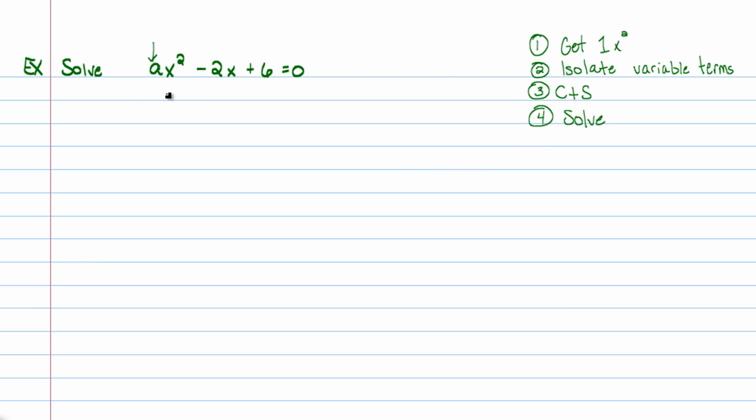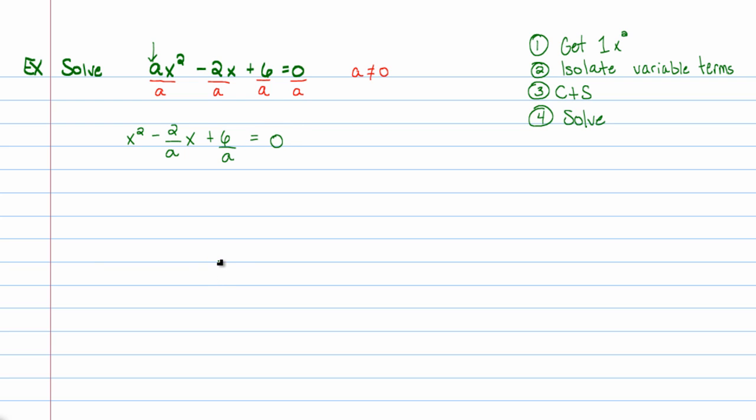The first thing we need to do is get a 1 in front of that x squared instead of an a. The best way to do that is to divide each side by a. And when I say divide each side, it really means divide each term by a. Of course, there is something to be said here. We're assuming that a is non-zero, which I think is a pretty safe assumption. On the first term, a over a is 1, so we get a regular old x squared. We'll have a negative 2 over a times x, and then positive 6 over a is equal to 0 over a, which is just 0.